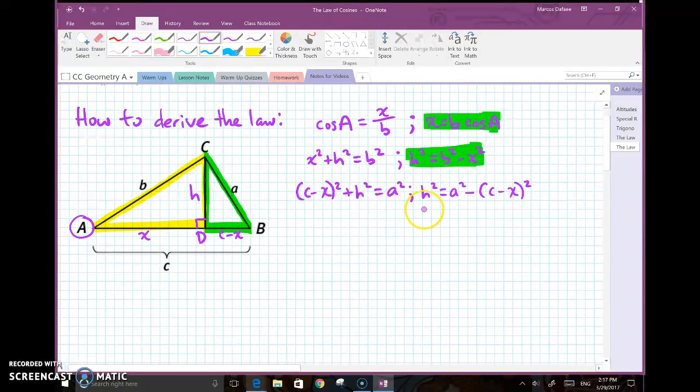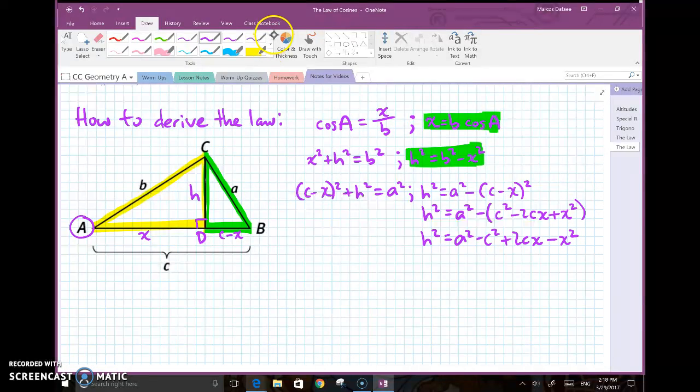And then I can continue by breaking this down. So h squared is equal to a squared minus, if you expand (c minus x) squared, that binomial becomes c squared minus 2cx, or minus 2xc, however you want to write that, plus x squared. When you apply the negative inside, you get h squared is equal to a squared minus c squared plus 2cx minus x squared. And again, I just isolated my h squared, and this is something that I will need to go back and use later.